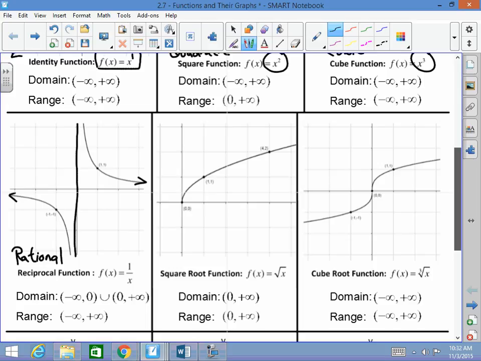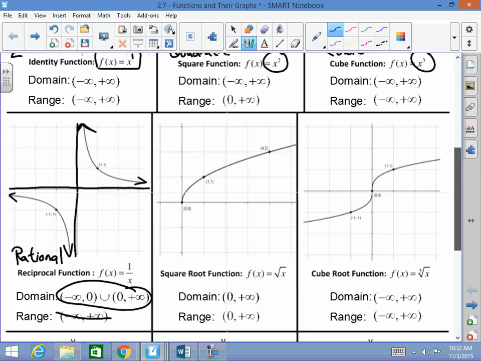The range, though, since it goes up forever and it goes down forever, actually this is wrong. The range is the same as the domain here. I'm going to have to fix that. That is my error. Scratch that range off. That is inaccurate. Because it goes from negative infinity all the way to 0, and then it goes from 0 all the way to positive infinity. So the domain and range are both from negative infinity to 0 in union with 0 to positive infinity.